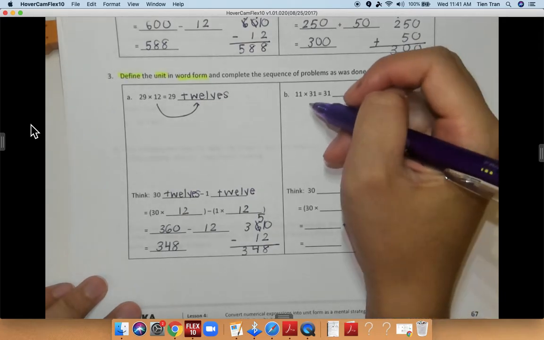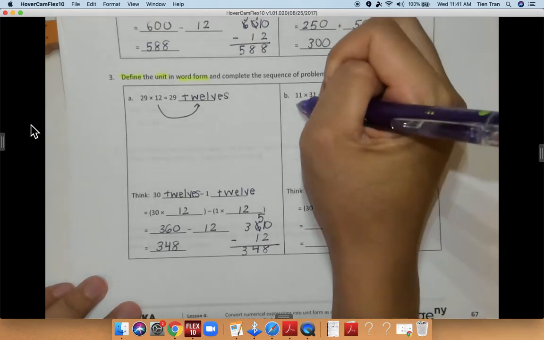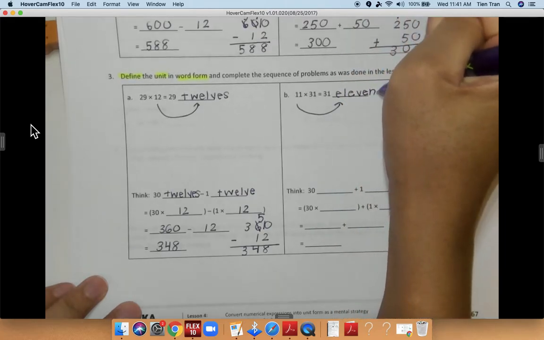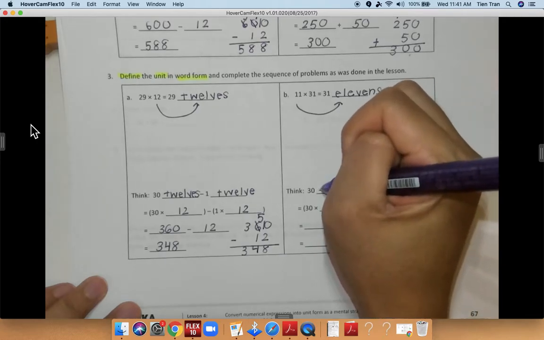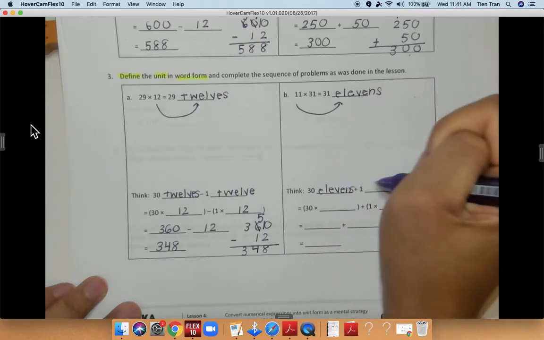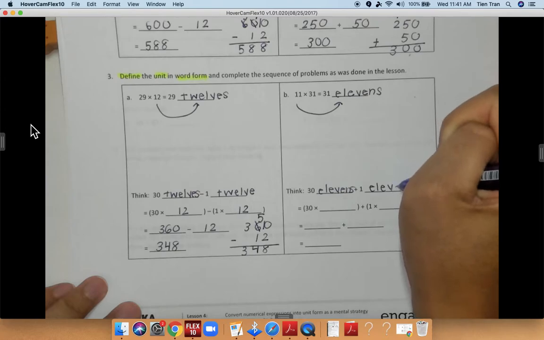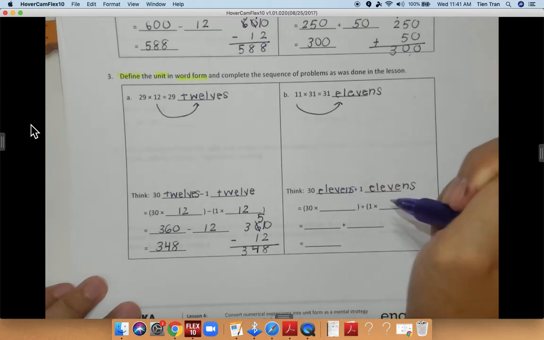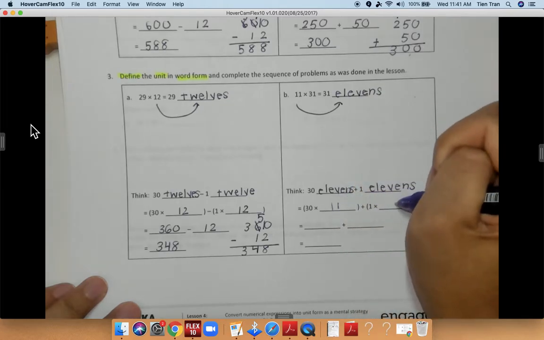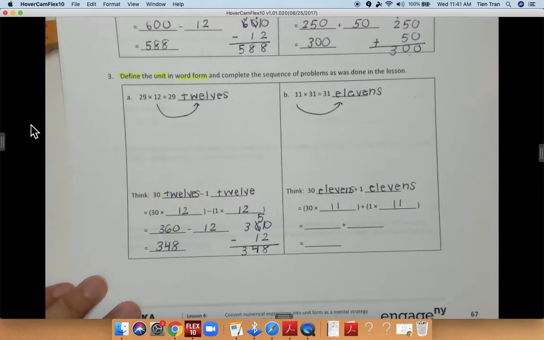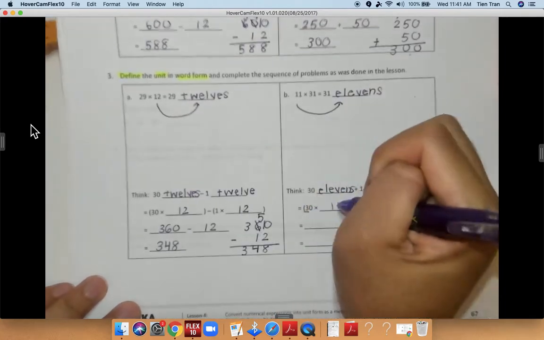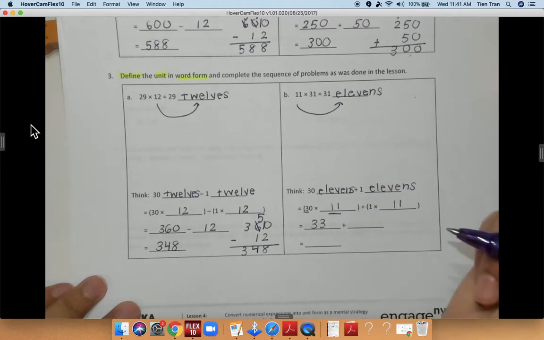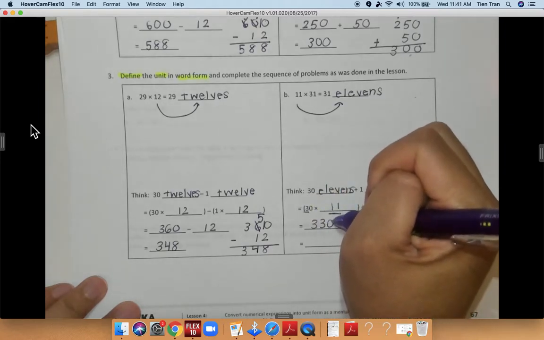On the other side, right here, we have 31. So this is 31 11s. So I'm writing down 11s. And over here, we have 30 11s plus 1 11. It's going to give you 30 times 11 and 1 times 11. So 30 times 11, what do you get? I know that 3 times 11 is going to give me 33, looking at my multiplication chart. And then I'm going to add a 0.